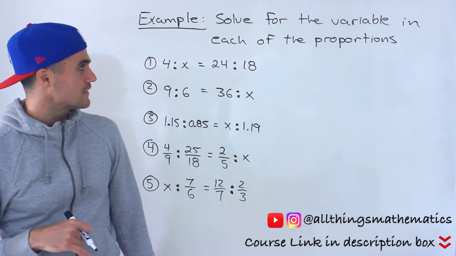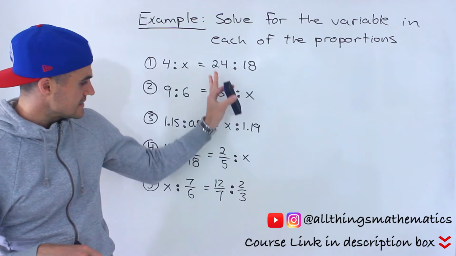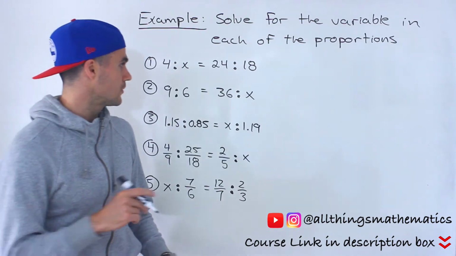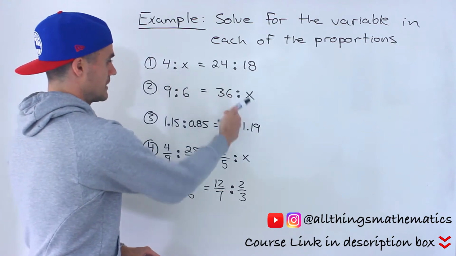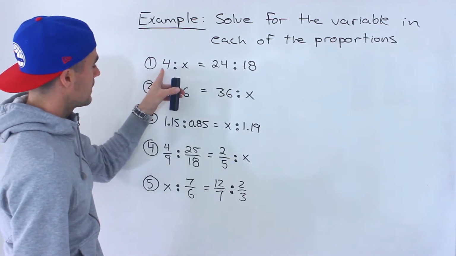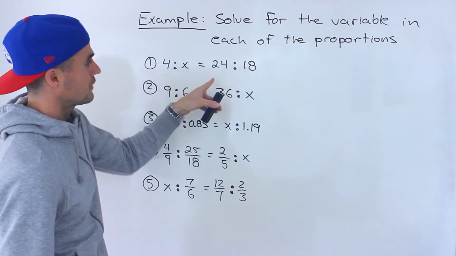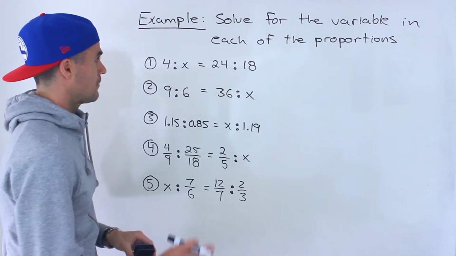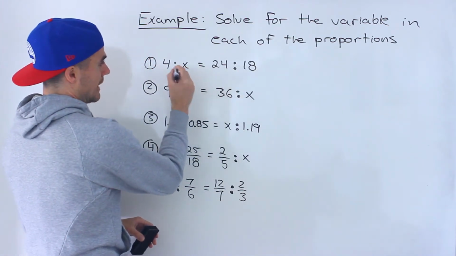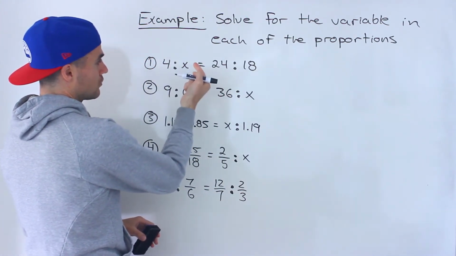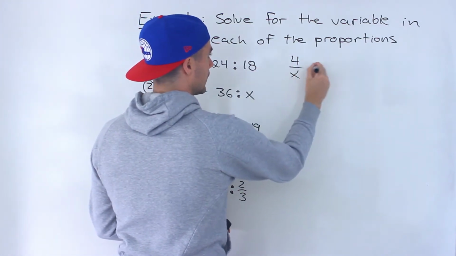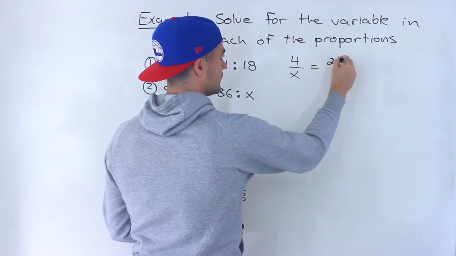And in this next video, what we gotta do is we gotta take each of these proportions here and we have to solve for the variable in them. So notice how in each of the proportions, there's gonna be an x to solve for. So starting with number one, we have 4 to x is equal to 24 to 18. Now personally, whenever I'm dealing with ratios, I like to take them and convert them to fractions. It's just a better visual in my opinion.